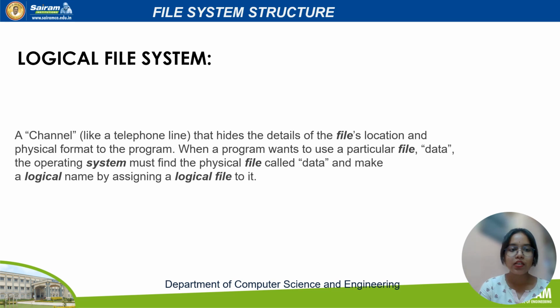Logical file systems. What exactly is the logical file system? A channel, like a telephone line, that hides the details of the file location and physical format of the program. When a program wants to use a particular file, which is data, the operating system must find the physical file called data and make a logical name by assigning a logical file to it. As we know, when we are transferring files, it hides the details of the file locations and physical format of the program. It only shows the file name and the data inside the file. Hence it will assign a logical file to it.